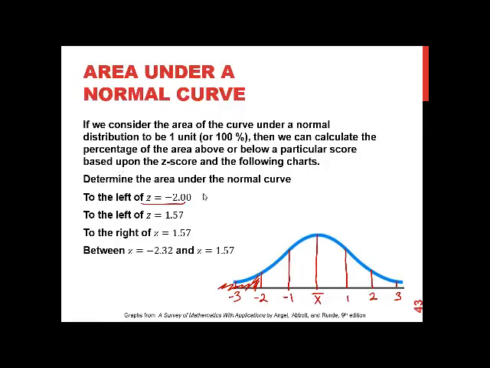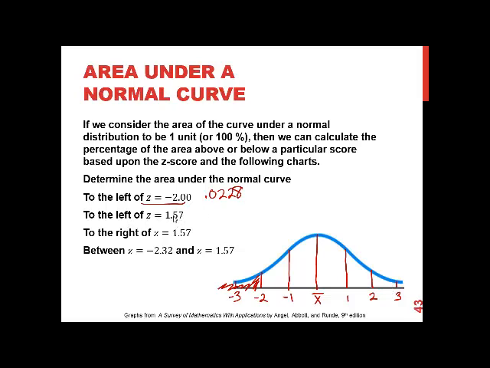So I'll go back here, and the area to the left of this is 0.0228, or a little under 5%. And that makes sense since we've decided that 95% is between the -2 and the 2. So about half of 5% would be below -2, and about half of 5% would be above 2.